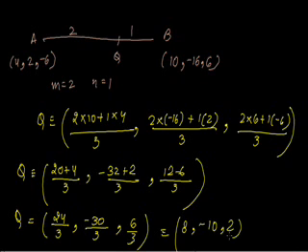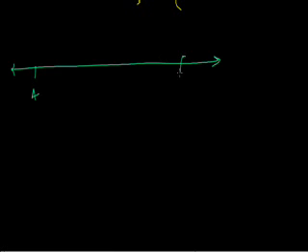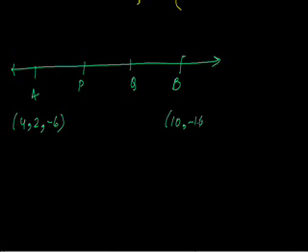We had the points A and B, and we have to find the coordinates of the points P and Q, which are trisecting the line segment joining AB. The coordinates of A were 4, 2, -6, and the coordinates of the point B are 10, -16, 6.